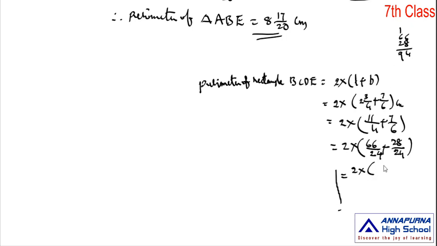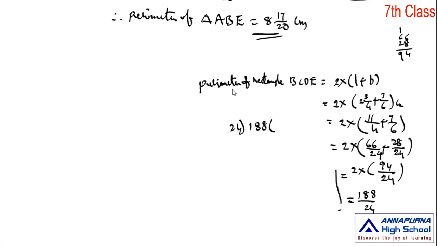So which is equal to 2 into 94 by 24. 2 94s are how much? 2 4s 8, 2 9s 18, so 188 by 24. Convert into a mixed fraction. Why? Because this is an improper fraction.